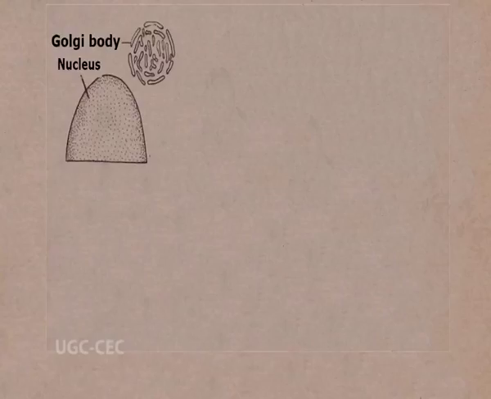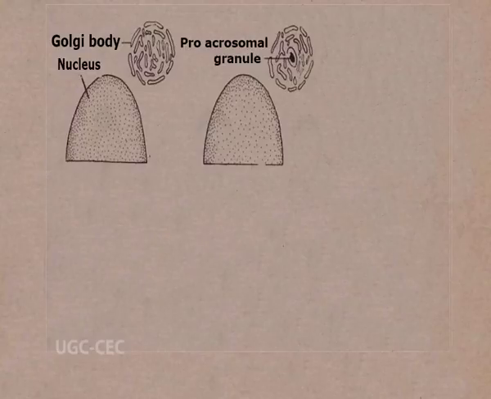Acrosome formation. Golgi bodies are responsible for the formation of the acrosome of the spermatozoa. In the premature spermatid, the Golgi body is concentrated near the frontal end of the nucleus. It consists of a series of membranes arranged concentrically around a cluster of small vacuoles. One of the vacuoles starts enlarging and a small intense body, the proacrosomal granule, is found in it. The vacuole with its granule is found near the tip of the nucleus.